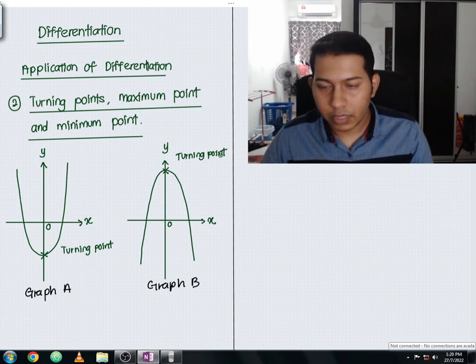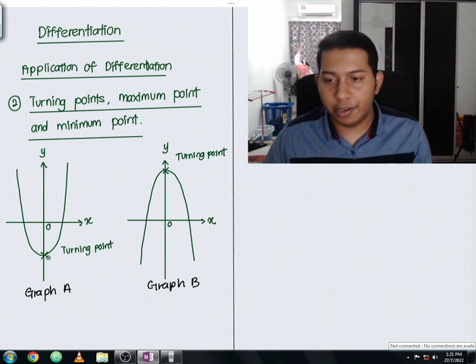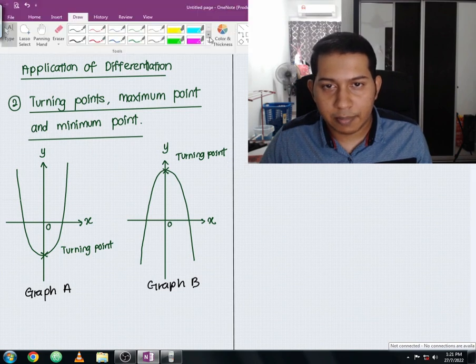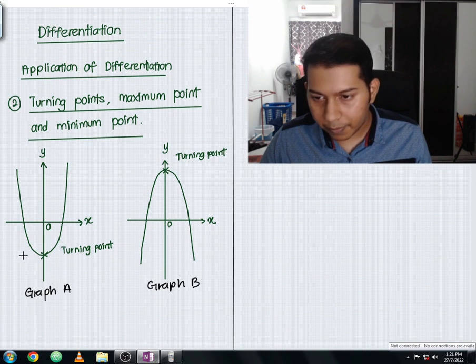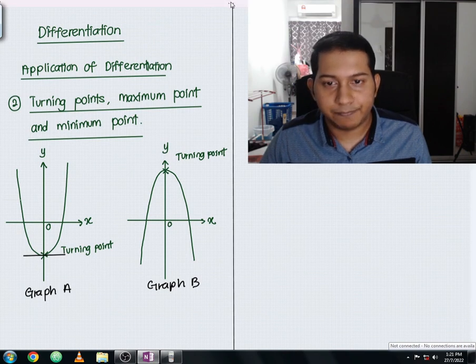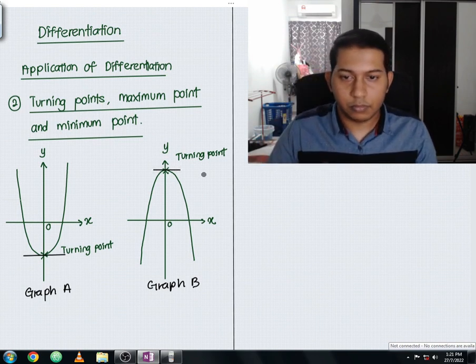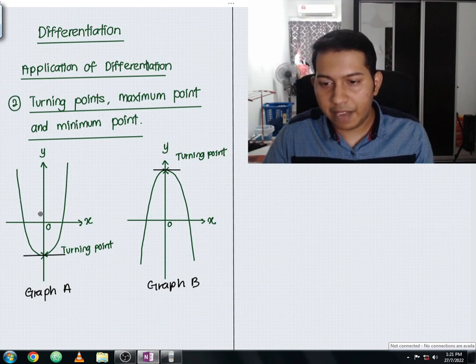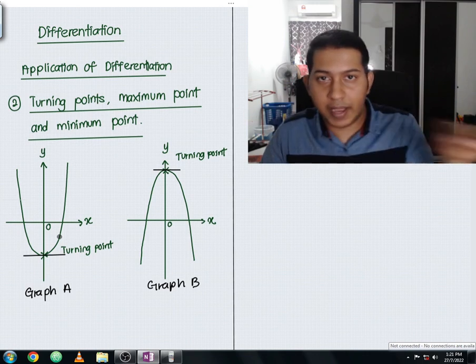Let's say I wanted to find the gradient of the curve at the turning point. So what I'm going to do is draw a tangent line at the turning point. Let me choose a different ink, and draw the tangent for graph A and graph B. As you can see, for graph A and graph B, the tangent line is a perfect horizontal line.